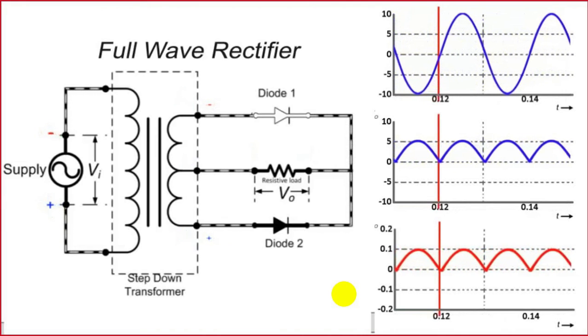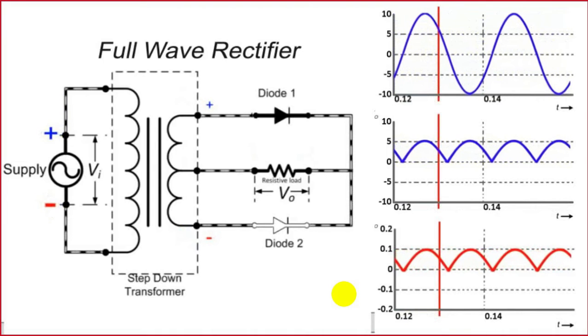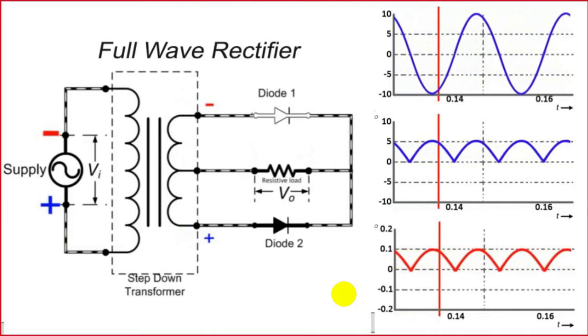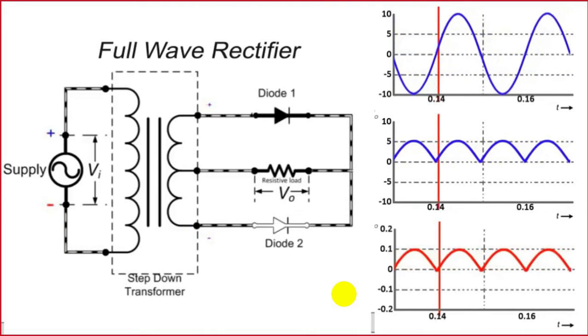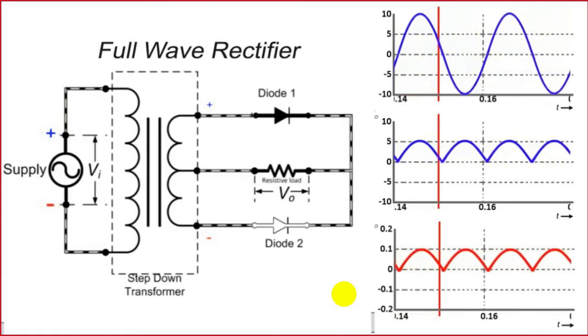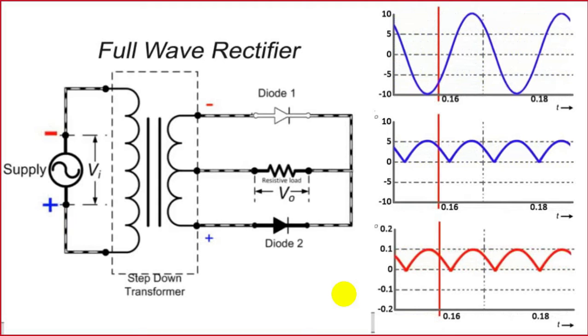Look at the changing polarity of the input AC voltage, and accordingly, each diode is taking one half. Diode 1 is taking the positive half, and diode 2 is taking the negative half of the input AC voltage. And finally, at the output, we get full wave rectification.